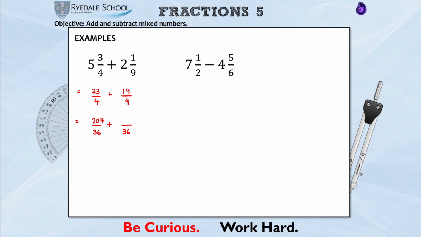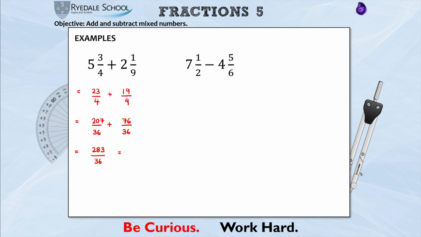It's 207. We've got to do 19 times 4 for this numerator. Well, I know 20 times 4 is 80, so that one is going to be 76. Let's add this up. 207 plus 76 is 283 over 36.